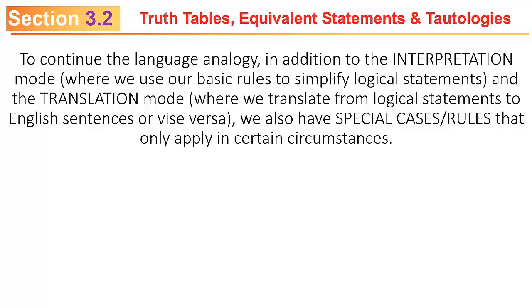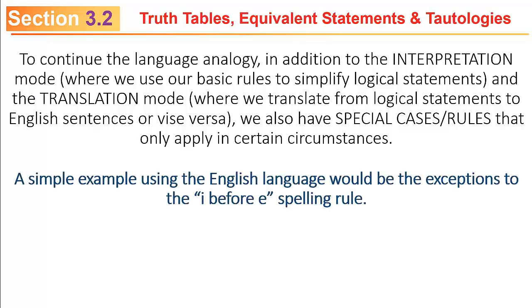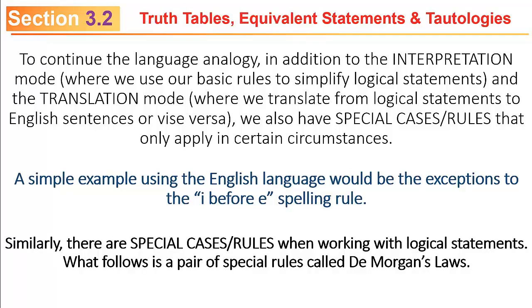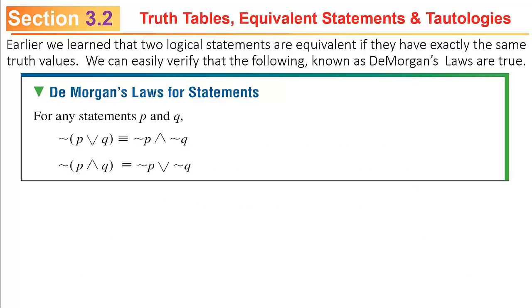To continue the language analogy, in addition to that interpretation mode where we use our basic rules to simplify logical statements, and something called the translation mode, which is nothing more than translating from logical statements to English sentences or vice versa, we also have special cases or rules, just like you have in English, that apply only in certain circumstances. For example, the I before E spelling rule in English. This sort of corresponds to it. There are similarly special cases or rules when you're working with logical statements, and one pair of special rules is called De Morgan's laws. And there are two of them.